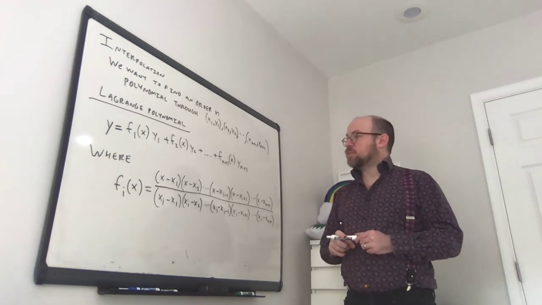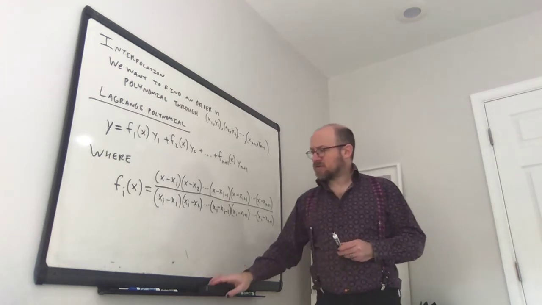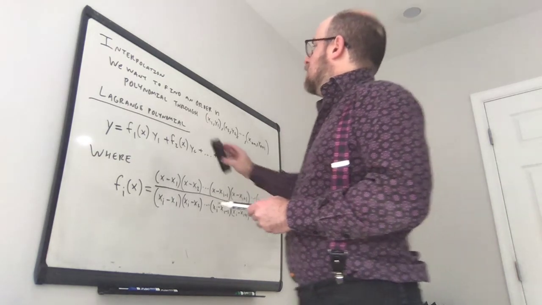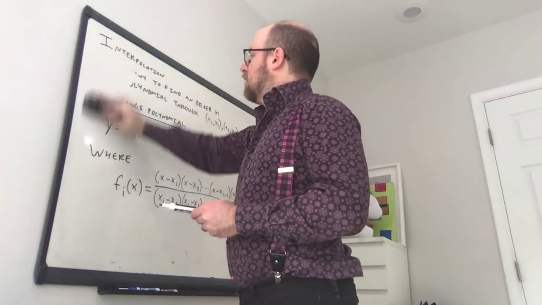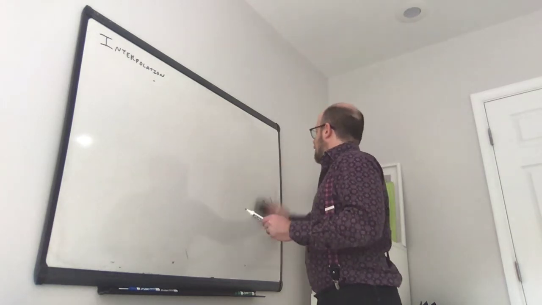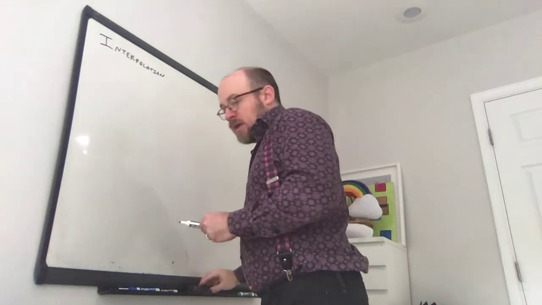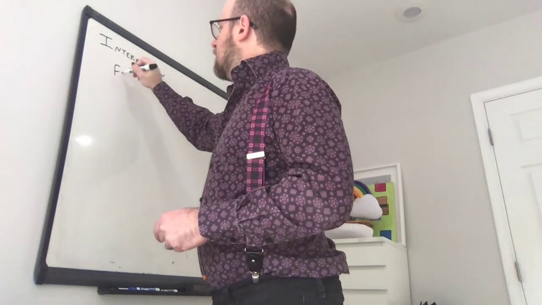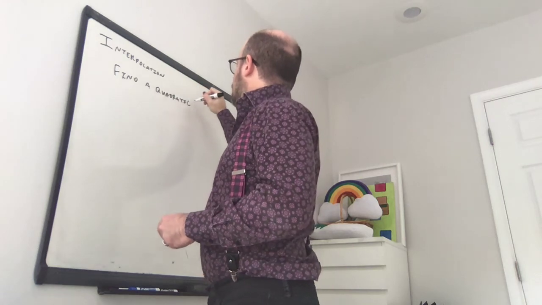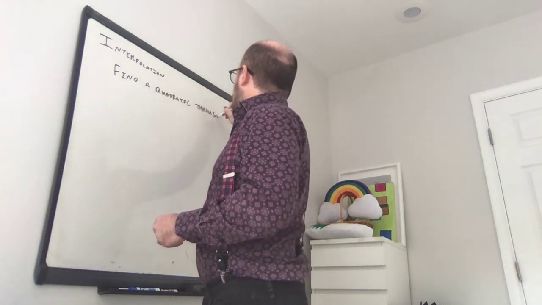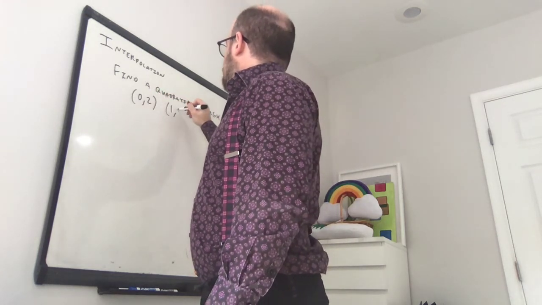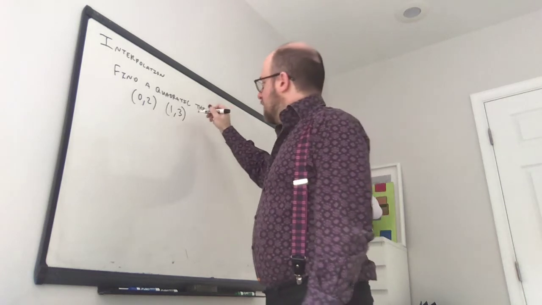So let me show you with the data points how this works. So we've got those 3 data points that we just talked about. So I'm going to erase all of this. Make sure you write it down. You can go back and pause and write that down if you need it. So let's find a quadratic equation through the points (0, 2), (1, 3), and (2, 5).